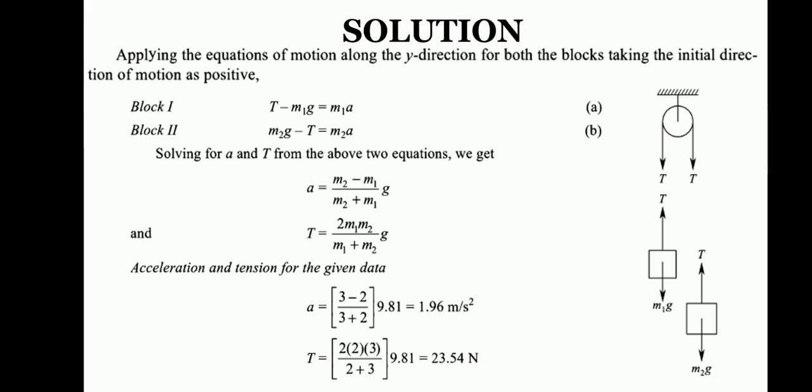So this is one important problem: two blocks are connected by a string using a pulley. The acceleration of the block is 1.96 meter per second square and the tension in the string is 23.54 Newton. Clear? Thank you.